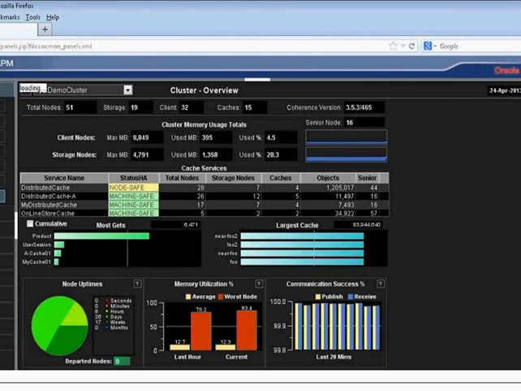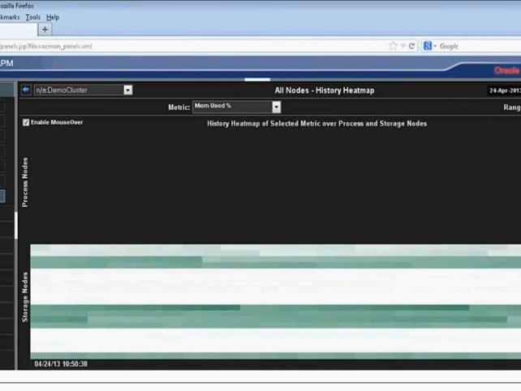But the corollary to that is as this number rises across the cluster, and if you get it to go across all the storage nodes at, say, 80%, you will get to the point where you can't lose a node.